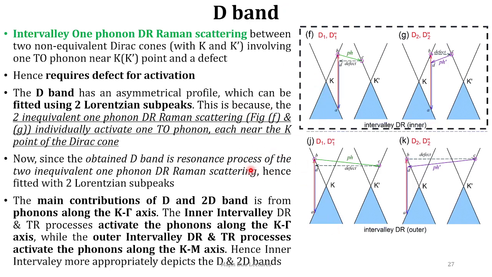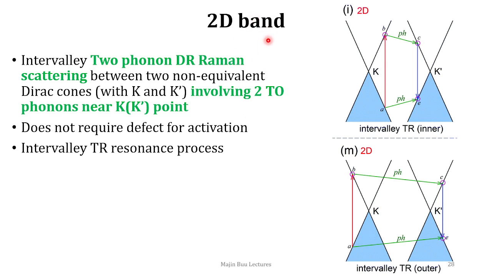Also, here as noted, you require the presence of a defect for the D band to occur. However, in case of the 2D band, you don't need a defect. You just have a double resonance process that can take place, wherein two phonons interact with the inequivalent K and K dash, resulting in formation of the 2D band.